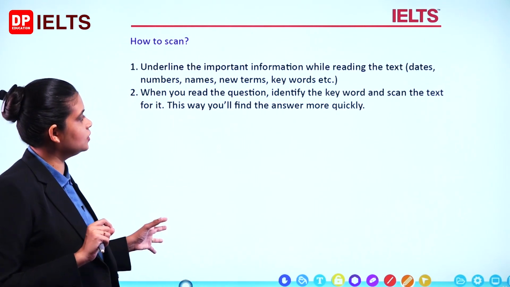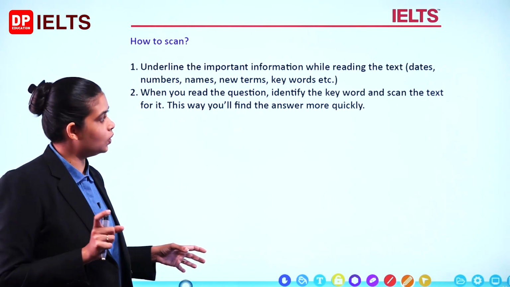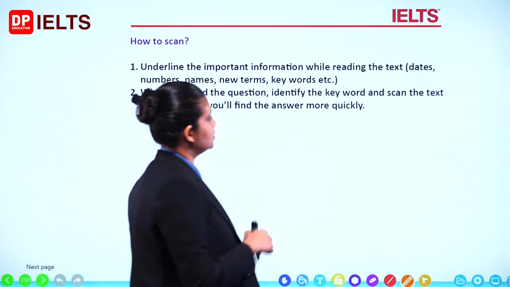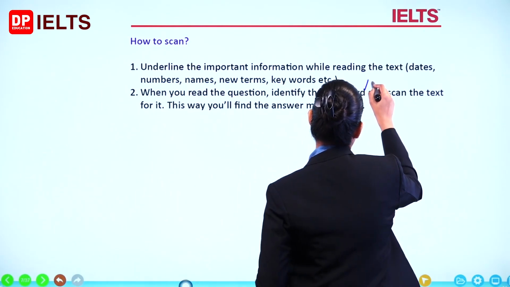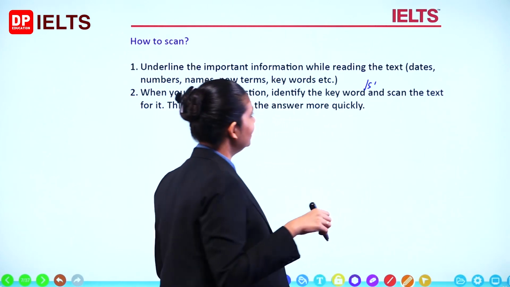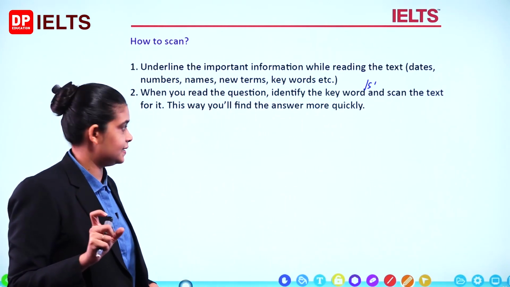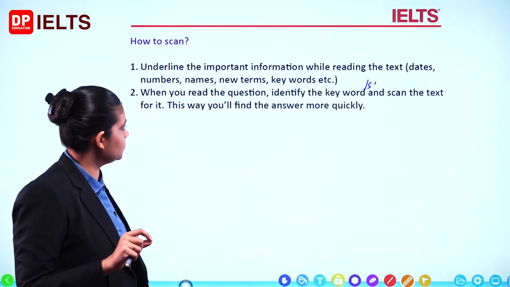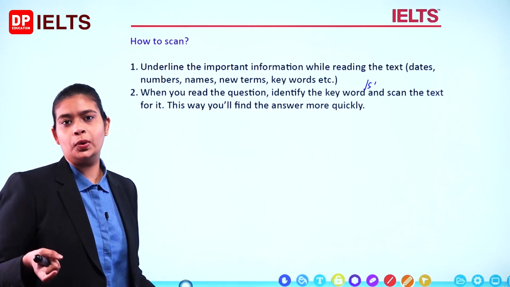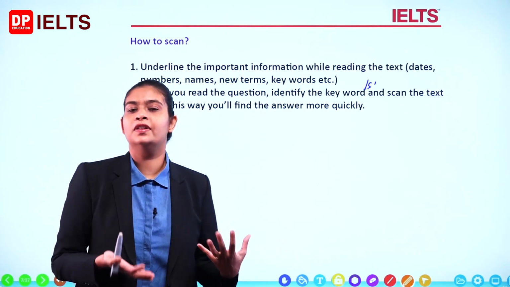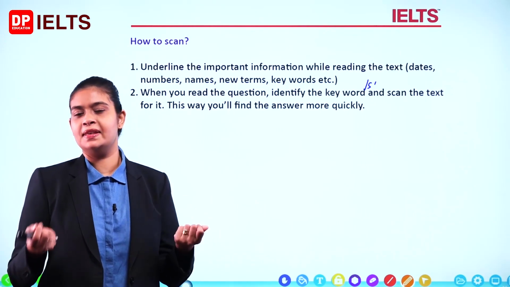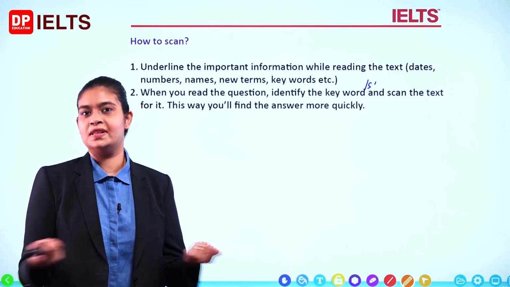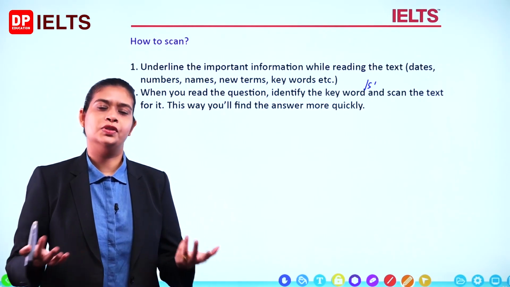When you read the question, identify the key word or words. Okay, I'm just going to say the plural one also is possible here. And then scan the text. This way, you'll find the answers more quickly. So actually for the reading paper, all you're doing is skimming, scanning, scanning, skimming. And you mix them together sometimes for most of the questions.